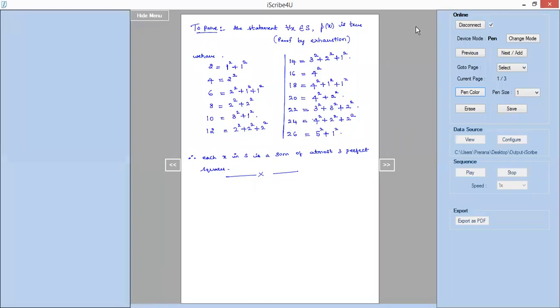Now I would like to take up one problem on disproof. So disproof, we will do one problem. Disprove the statement. You can write the statement in quotes: "The sum of two odd integers is an odd integer." So we need to disprove this statement.